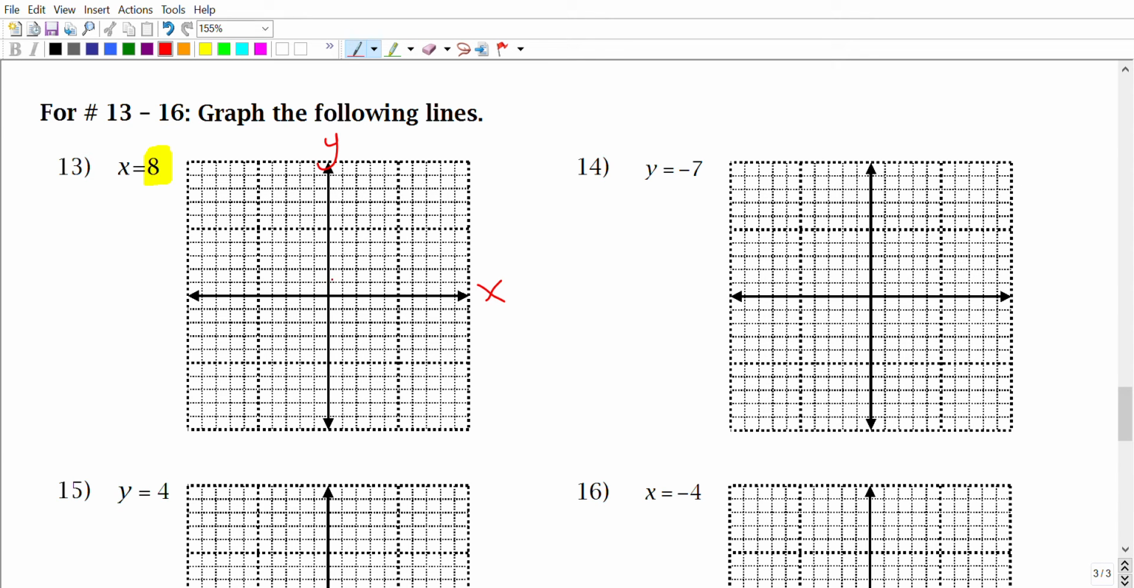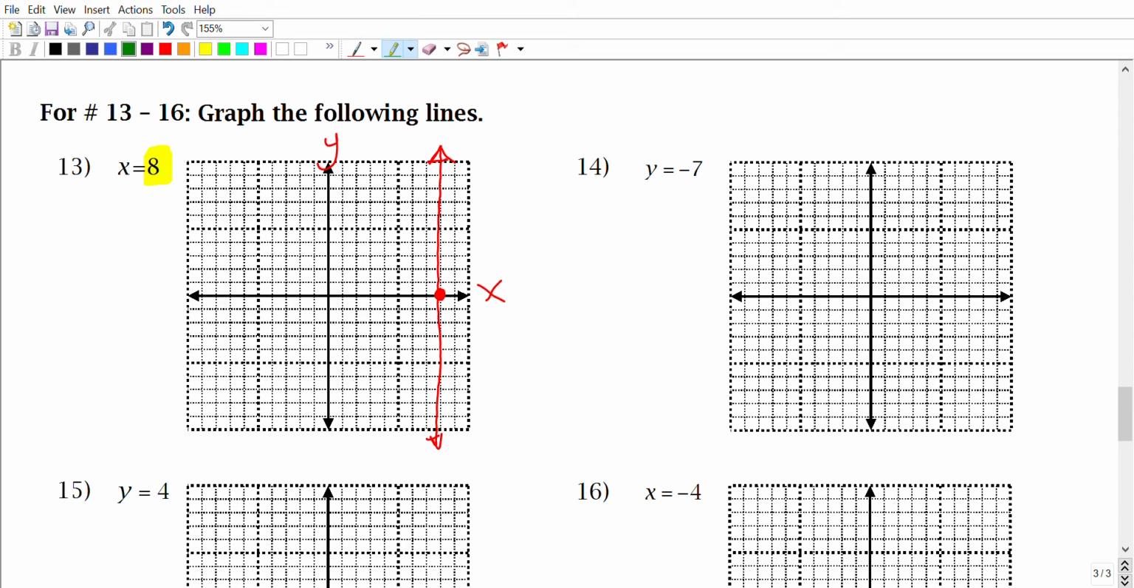So if I go to my coordinate plane and go on the x-axis at 8, I know this has to be a vertical line because it starts with x equals. So from there, all you have to do is take a straight edge and draw a vertical line. Okay? Don't forget you put your little arrows at the very end, guys. That's very important. All right, next one.